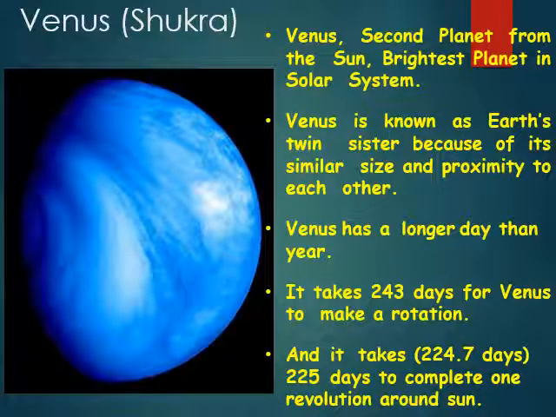Venus, or Shukra. Venus is the second planet from the Sun. It is the brightest planet of the solar system. Venus is known as Earth's twin sister because of its similar size and proximity to each other. Venus has a longer day than year. It takes 243 days for Venus to make a rotation, and it takes approximately 225 days to complete one revolution around the Sun.